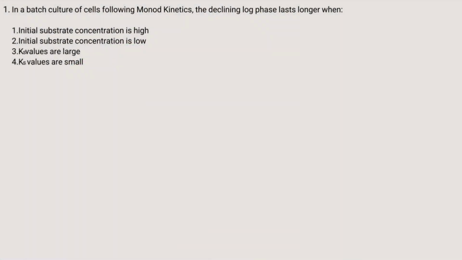In a batch culture of cells that is following the Monod kinetics, the declining log phase lasts longer. It is a declining log phase that is lasting for a longer period of time, and you have to determine the reason behind this when the cell culture is following the Monod kinetics. So what is the declining log phase?